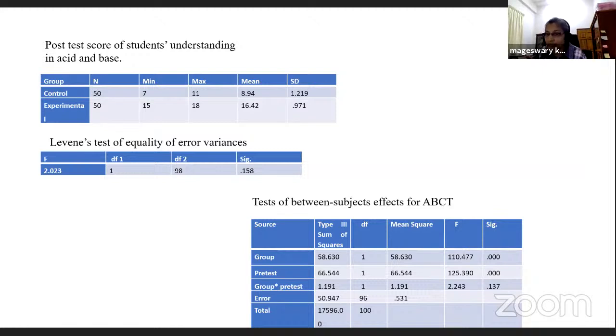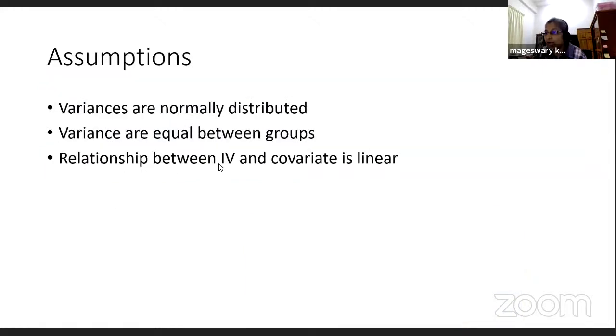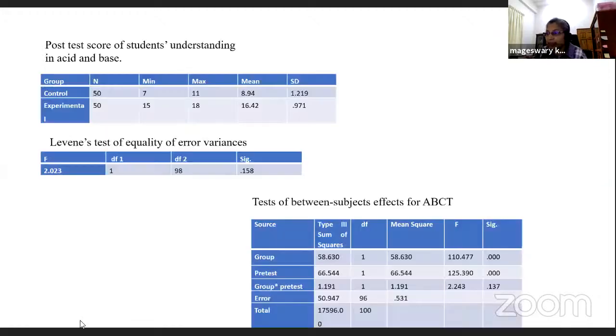The assumption is that the relationship between the IV and the covariate is linear. But my data shows there is no significant relationship between pretest and group. So I can actually ignore ANCOVA and stop with ANOVA. But I'm not doing that. I want to go one step ahead. I still want to go ahead with ANCOVA because of the rigor of the statistical analysis. I hope you understand what I'm saying.